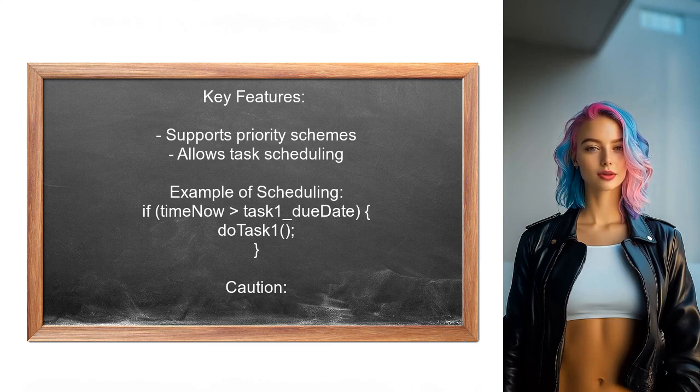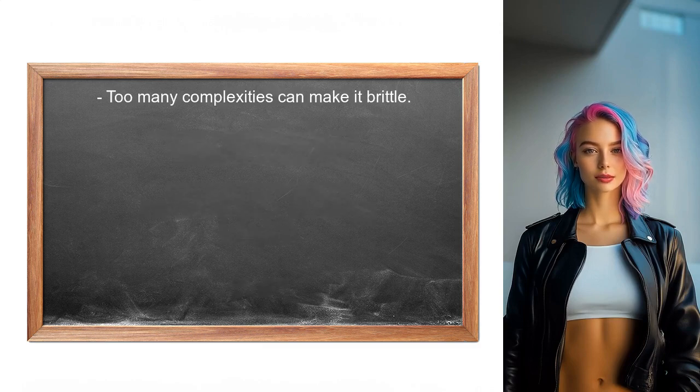For instance, developers can implement priority schemes or scheduling tasks based on timing. However, adding too many complexities can make the super loop unwieldy, leading developers to consider using a real-time operating system instead.